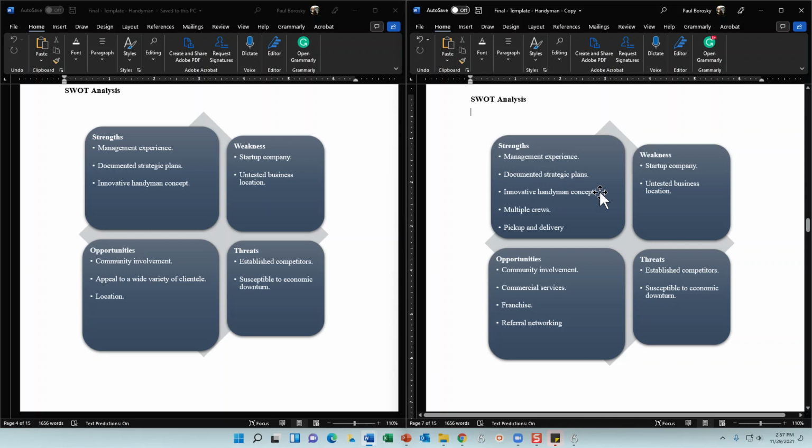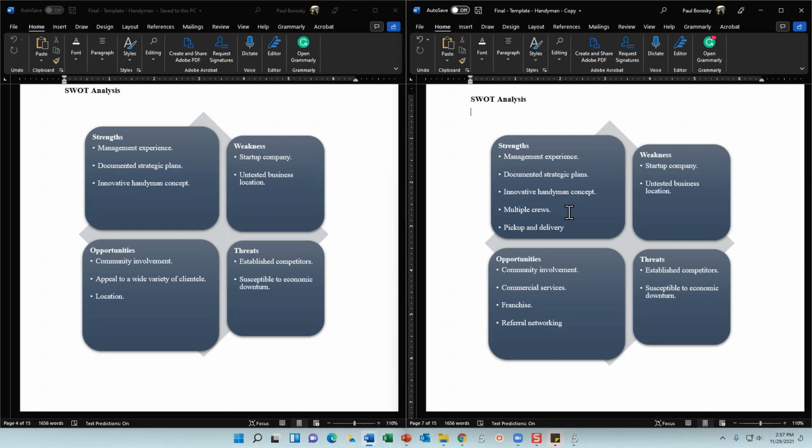Documented strategic plans. Well, a strategic plan is also a business plan, because in the business plan you are going to have some strategies in there. So that is good to go, I didn't change that. Innovative handyman concept. Well, we are going to put some spins and some twists and some turns. We're not going to do plain Jane vanilla handyman. So it is innovative because you're going to put some of your thoughts and ideas into it. I'm going to keep that the same as well.